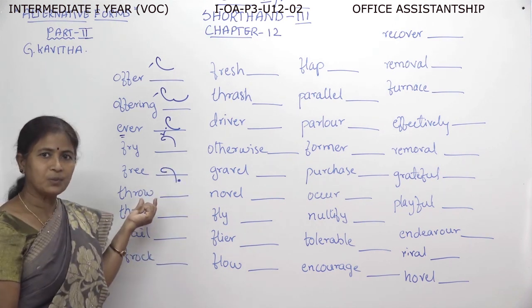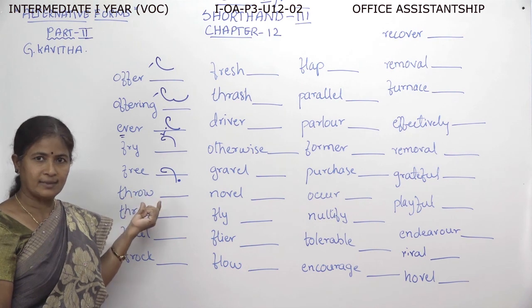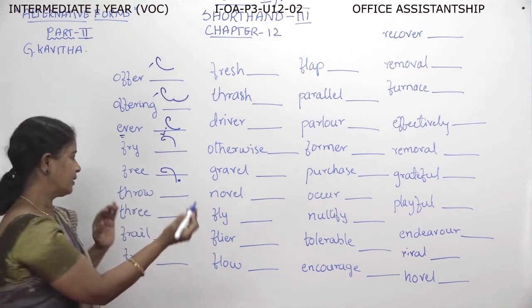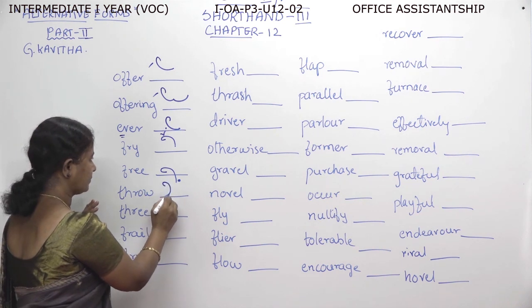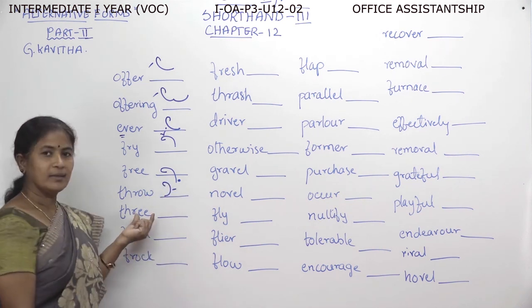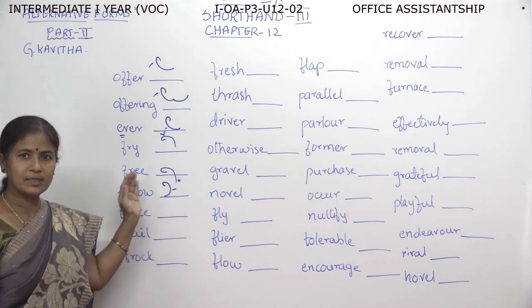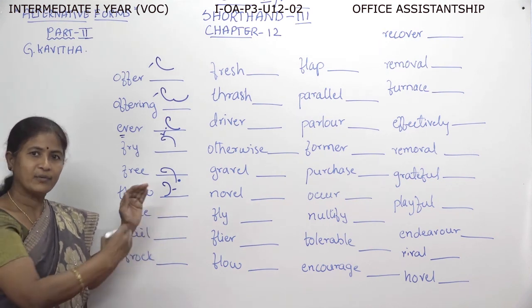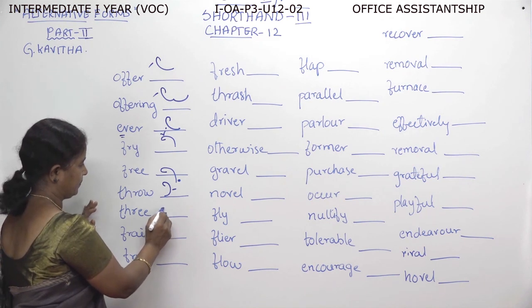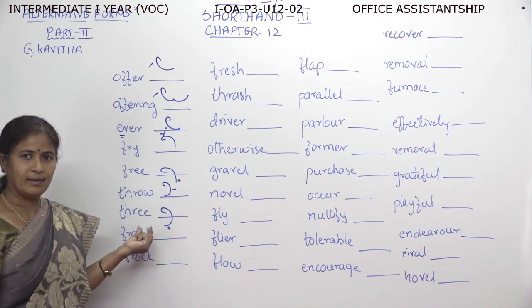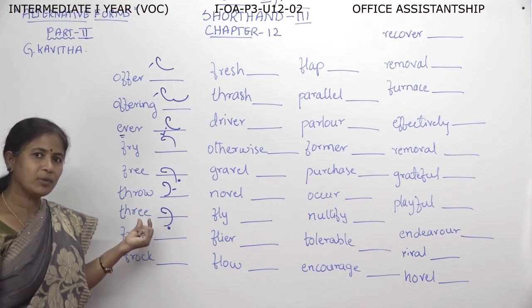Throw. The same way. Thr standing alone and the vowel is following. We write right forms. Okay, the same way, three. Thr standing alone and the vowel is following, so we write the right form of thr. Now frail. Which form do we use?